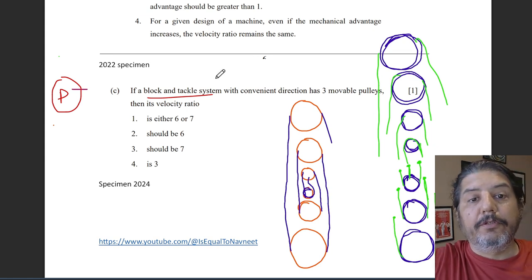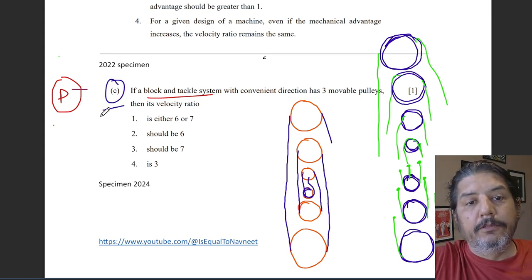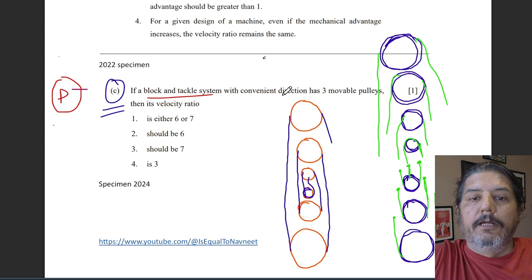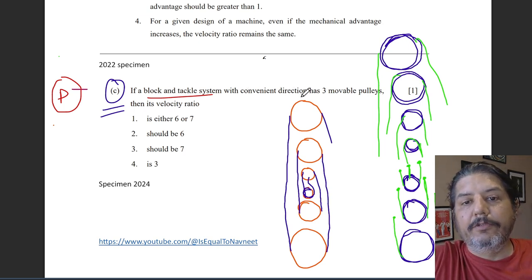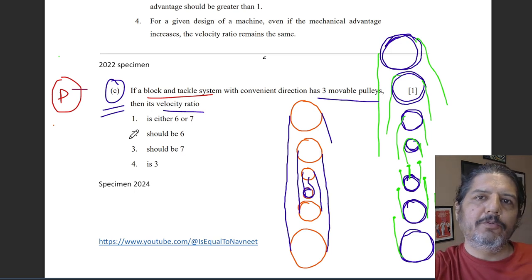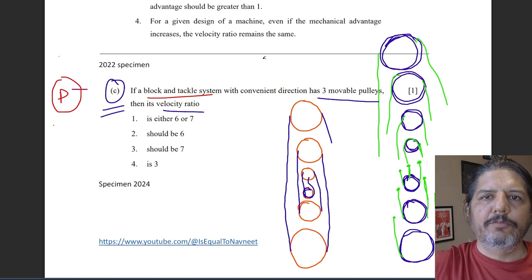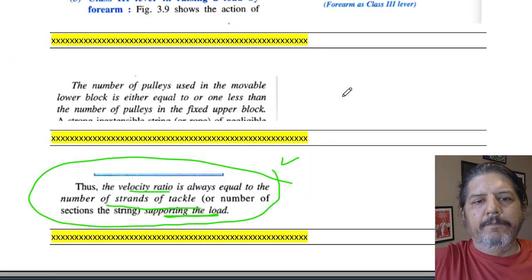This is an interesting question. If a block and tackle system with convenient direction has 3 movable pulleys, then the velocity ratio is either 6 or 7, should be 6, should be 7, is 3. So let's try to understand this. See, one thing that you need to understand about block and tackle system is there's a line which is written in your textbook. Let's go through that line.